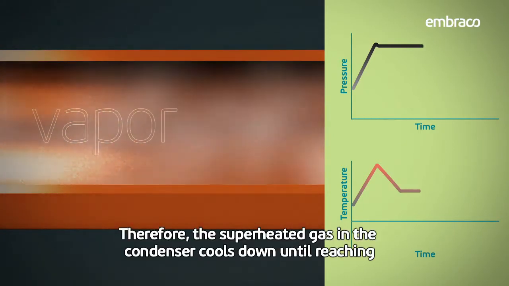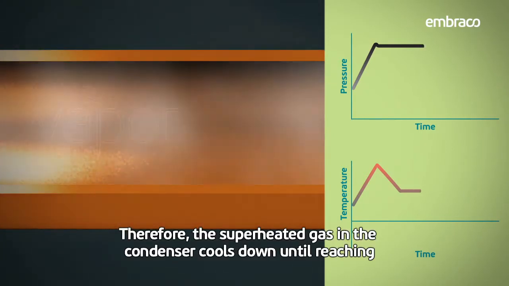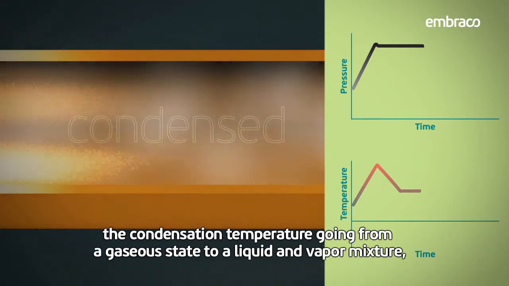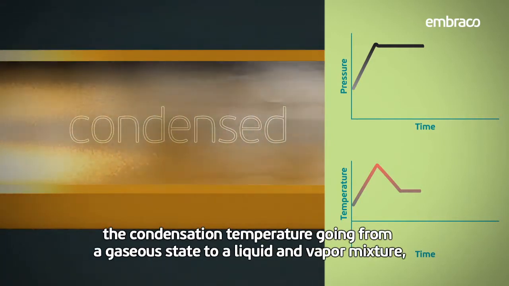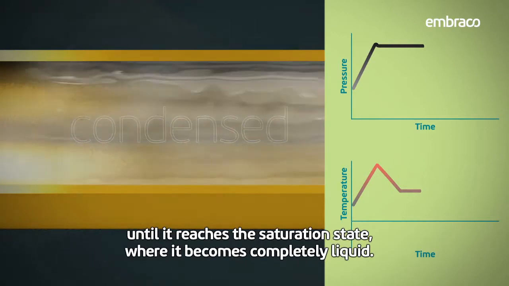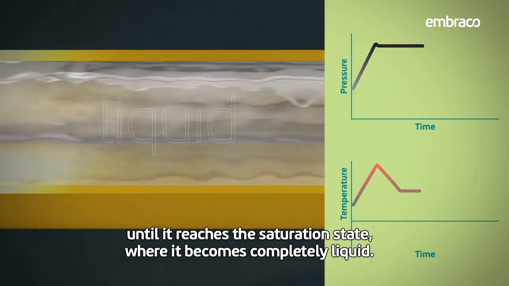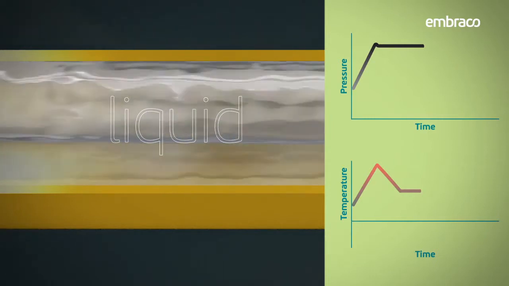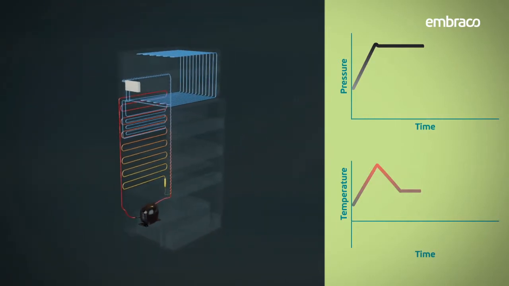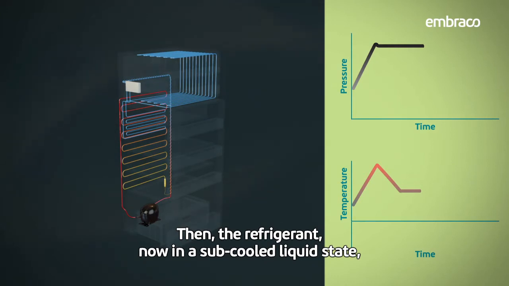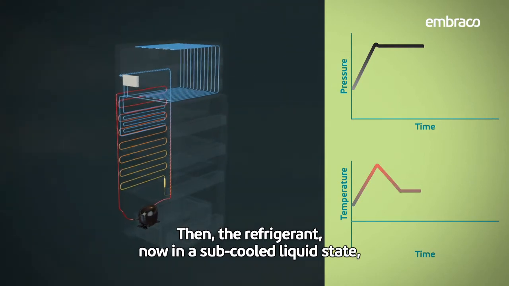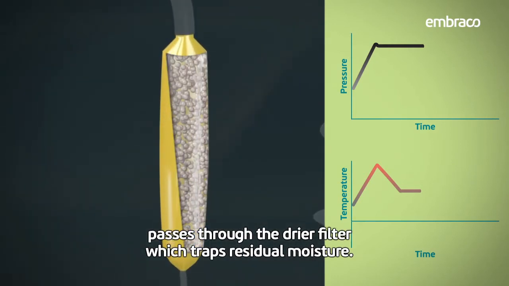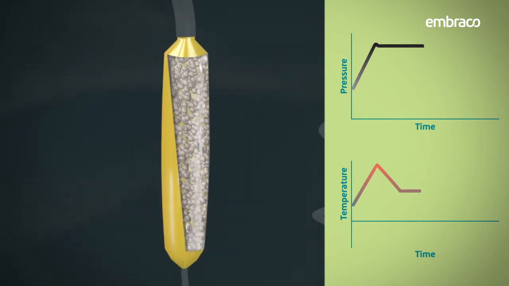Therefore, the superheated gas in the condenser cools down until reaching the condensation temperature, going from a gaseous state to a liquid and vapor mix, until it reaches the saturation state, where it becomes completely liquid. Then, the refrigerant, now in a subcooled liquid state, passes through the drier filter, which traps residual moisture.